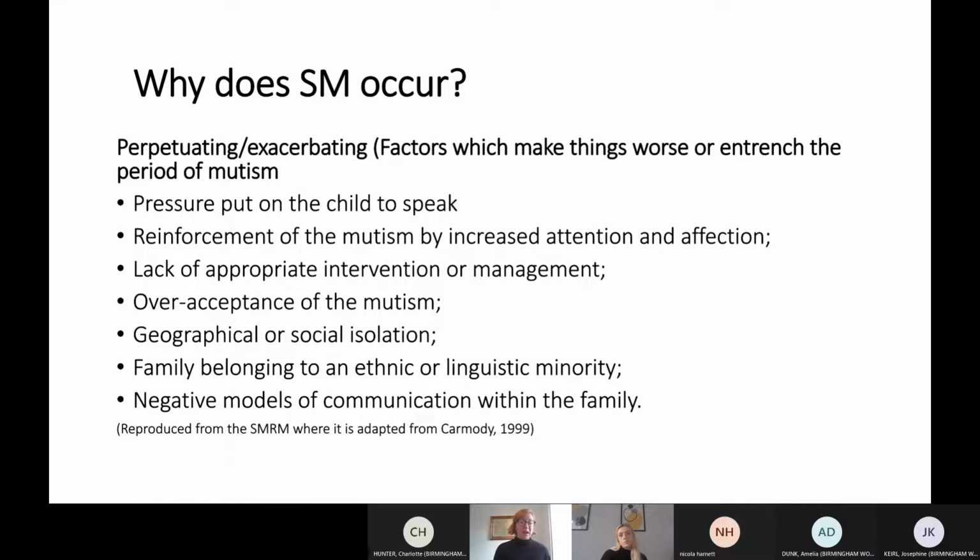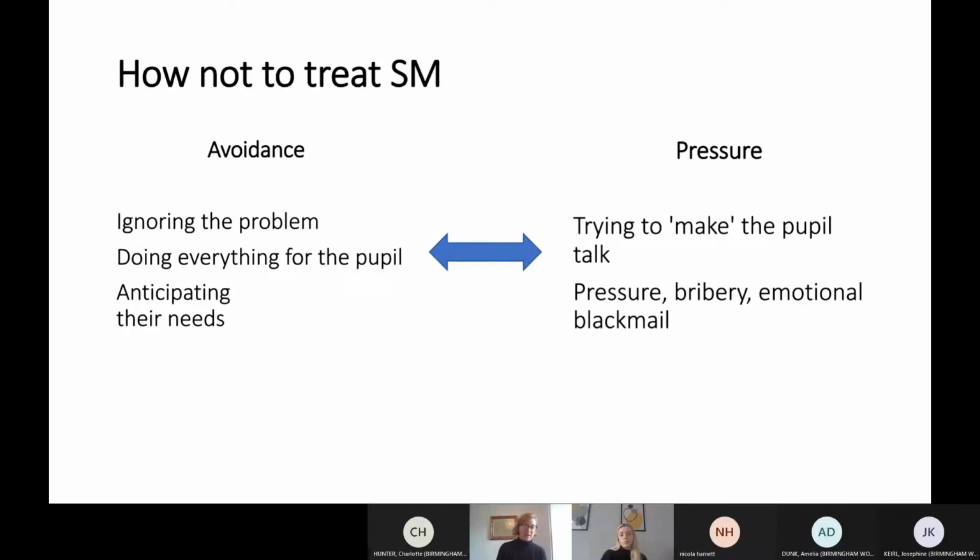The family belonging to an ethnic or linguistic minority, so again that makes the family more isolated, and unfortunately it can lead to a culture in that family of finding the outside world quite threatening, which then is passed on to the children. And negative models of communication in the family, so for example having a parent who is very shy, so the child would see parents who avoid going to parents evening, who avoid speaking to people in shops, that kind of thing. So the idea of being shy, of being risk averse, is modelled to them by parents and caregivers.